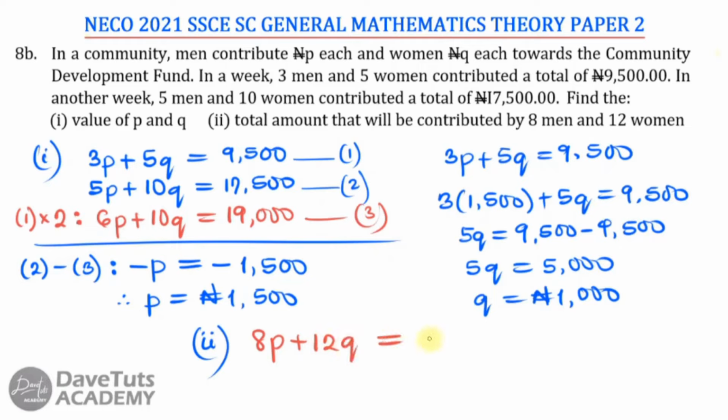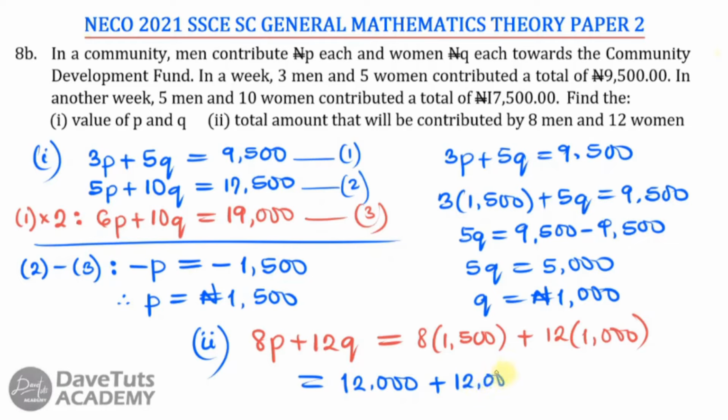And if we put in the values we got, that will be 8 times 1,500 plus 12 times Q, which is 1,000 naira. So inherently this is nothing but 8 times 1,500, that will be 12,000, plus another 12,000. So the contribution by 8 men and 12 women will be nothing but 24,000. With that, we've been able to solve this word problem involving contribution of both men and women. I would think it's a very good idea that men and women are pulling their resources together to develop the community, just like we are doing on this channel. All right.